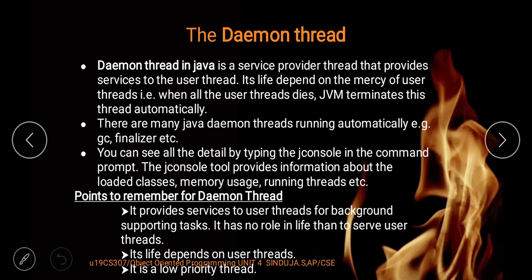So daemon threads are most probably used in the garbage collector and finalizer. Finalize is a kind of method to clean up your process. We have the keyword final, and we have the finally block, and finalize is one kind of method. That method makes you clean up the process. So there we use daemon threads.